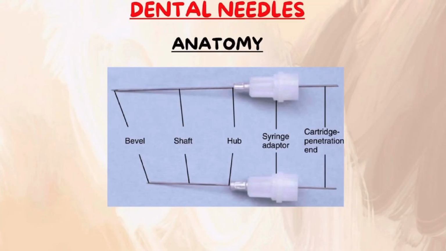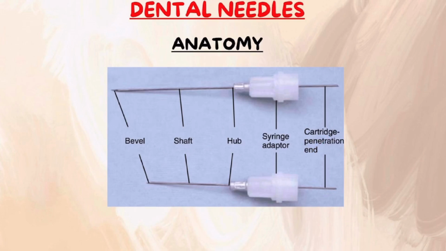In this video, we will be discussing dental needles, an essential part of local anesthesia in dentistry. Let us begin by looking at the anatomy of a dental needle. A dental needle has a shaft, bevel, hub, syringe adapter, and cartridge penetration end.